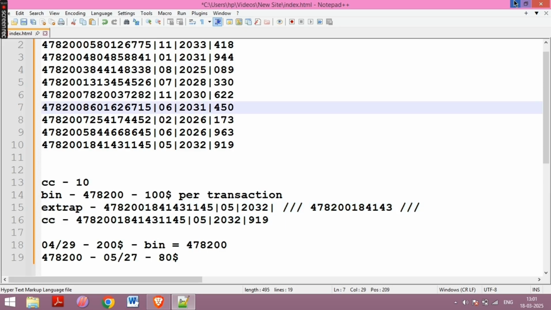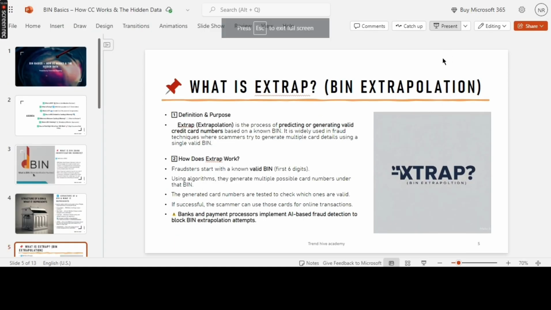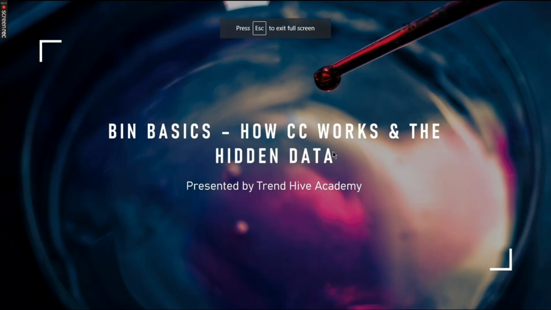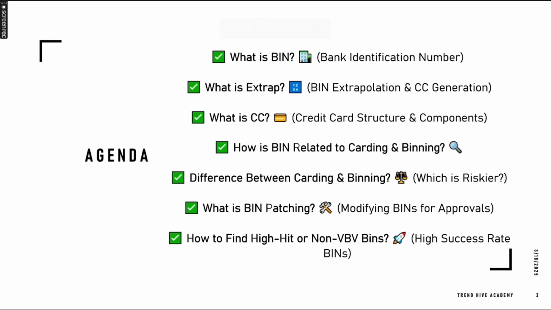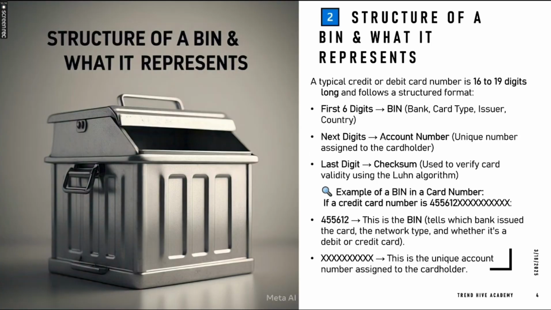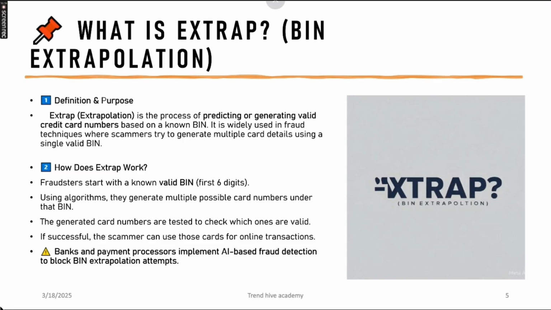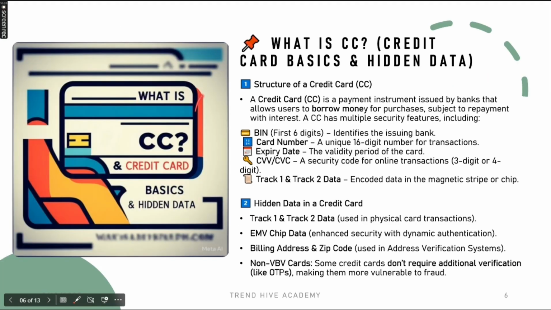So coming back to the topic. Extrap works as you know, but banks and security are getting tighter, so in that case your payment might also decline. So now understand what a CC is: credit card basics and the hidden data.